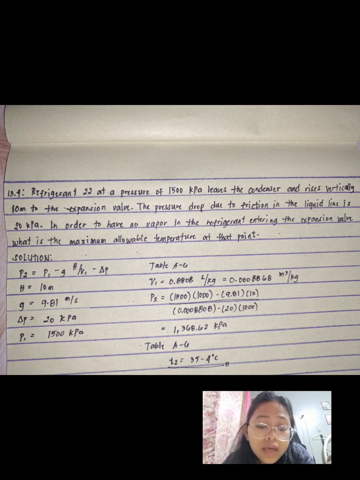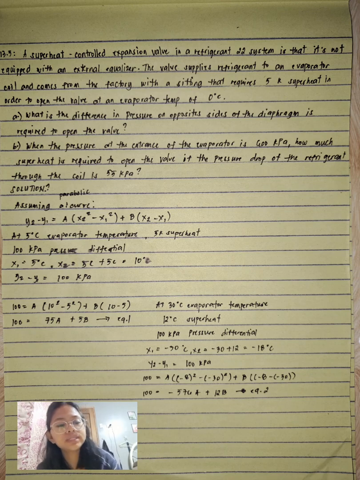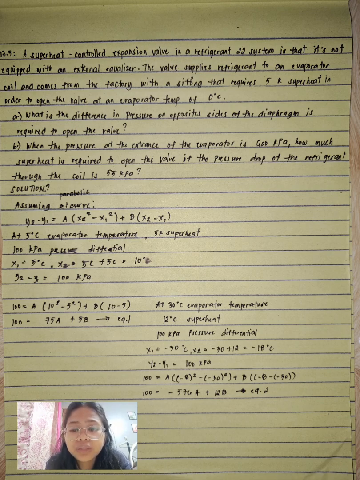So from table A-6, P sub 2 is equal to 35.4 degrees Celsius. So for the next problem from chapter 13-5, a superheat controlled expansion valve in our refrigerant 22 system is not equipped with an external equalizer. The valve supplies refrigerant to an evaporator coil and comes from the factory with a setting that requires 5K superheat in order to open the valve at an evaporator temperature of 0 degrees Celsius.